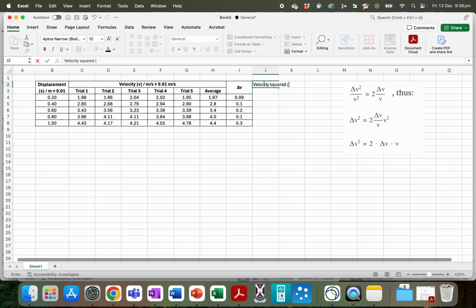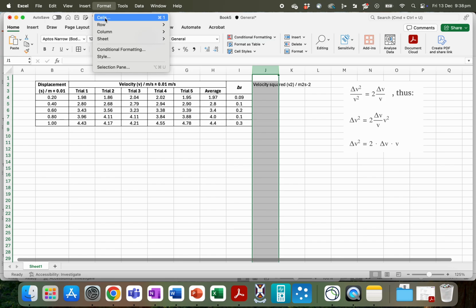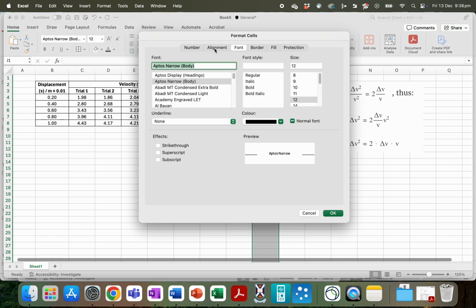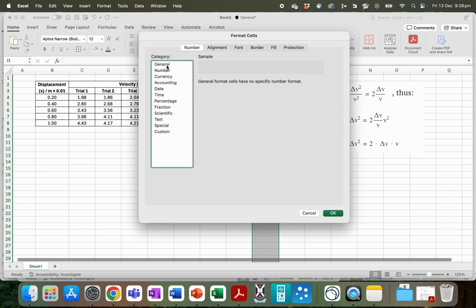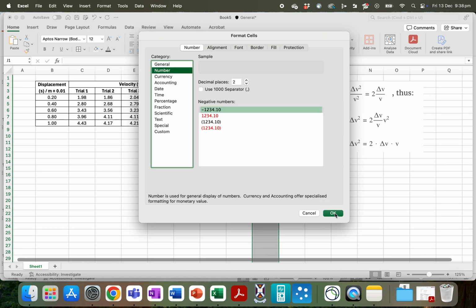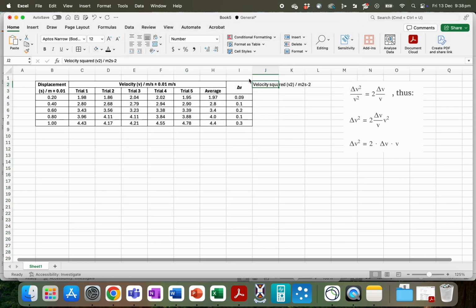Now I think I might have found the reason why it wasn't superscripting before, but I'll tell you about that in a second. So velocity squared slash units, so it's meters per second all squared, so that'll be meters squared per second squared, or s minus 2. All right, let's see if we can get the superscripting working. Now I think the issue was that if we go format cells, it was a general kind of category where it should be number. Okay, so let's see if that does work.